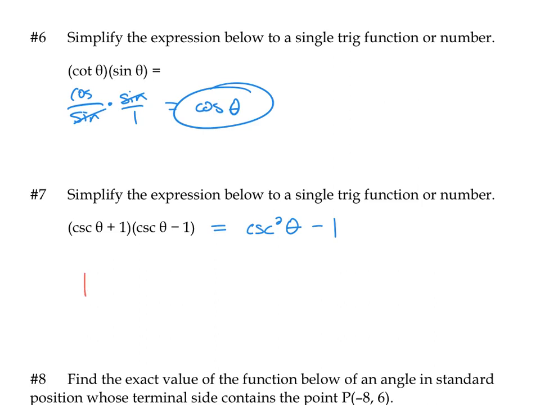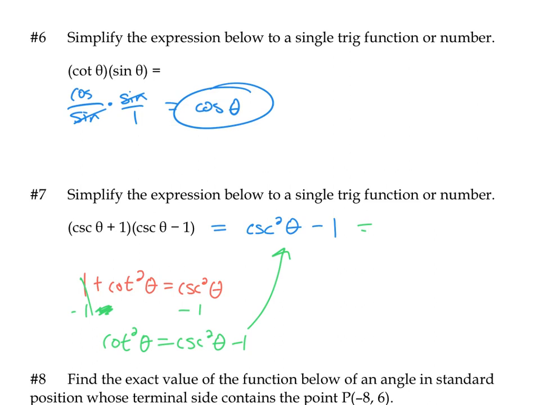One of our Pythagorean identities is 1 plus cotangent squared theta equals cosecant squared theta. And if we subtract the 1 on both sides, that cancels. Cotangent squared theta equals cosecant squared theta minus 1. That's what we have right up here. So this is equal to cotangent squared theta. That would be your answer for simplifying that to a single trig function, in this case cotangent squared theta.